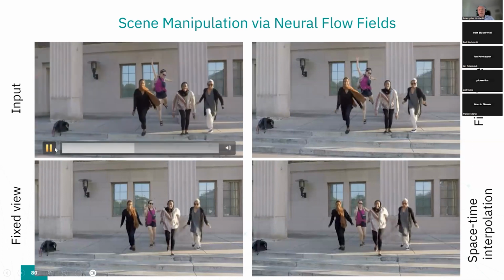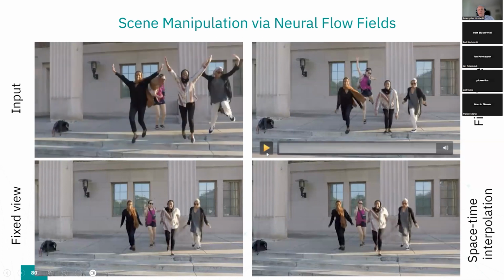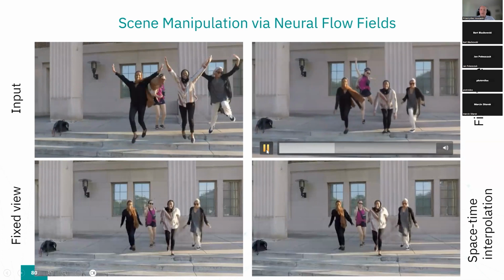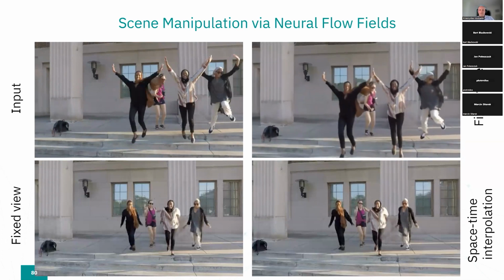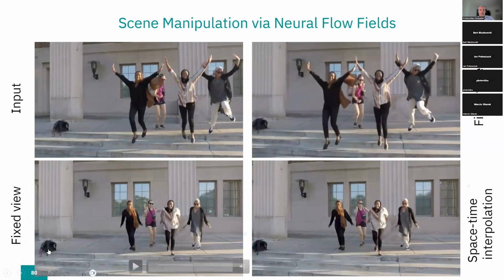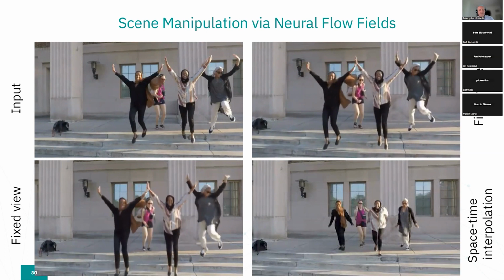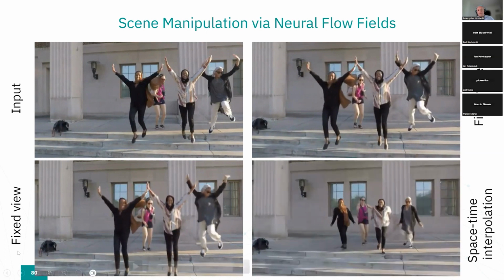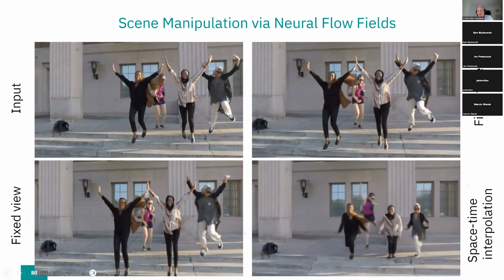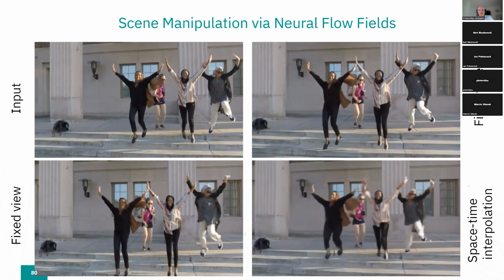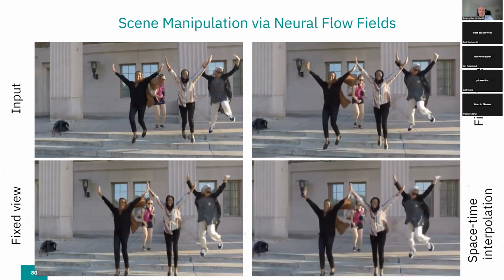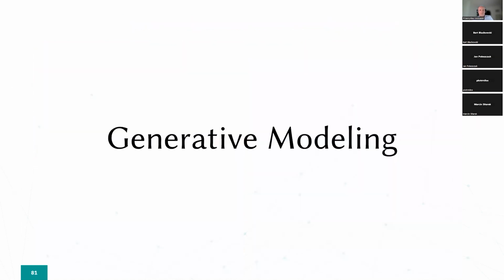And from that one, we can, for example, fix the time and extract the motion of the camera. Or we can fix the view. So now the camera view is fixed and we can extract only the motion of the people. Or we can have a space-time interpolation between all those frames, which were actually missing in the original video.